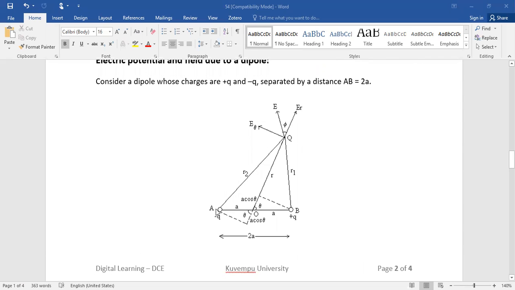Here is an electric dipole, minus Q and plus Q, with a separation of 2A distance. Both the charges produce their own electric fields in the surrounding region. These two fields superpose and give a net electric field. Therefore, around a dipole, we have an electric field, which is the combined electric field due to both the charges.